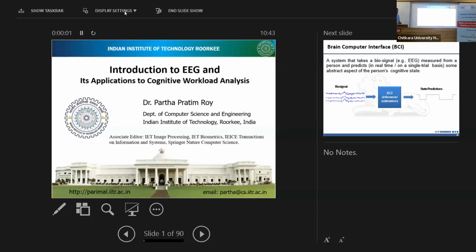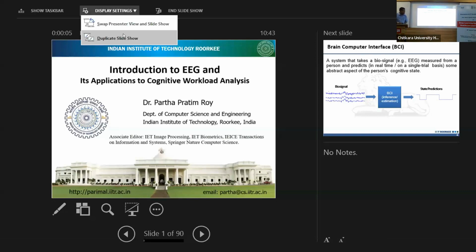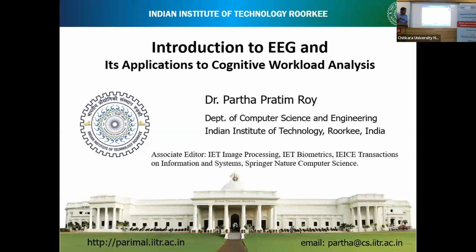I presently have 9 PhD students working in different areas of machine learning and pattern recognition. The lab name is PARIMAL, the short form of pattern recognition, image processing, and machine learning. Some students are working on cognitive analysis using EEG. I have some projects also from DRDO, MeitY, NIC (National Informatics Center), and Japan, in which I am working in different areas of machine learning.